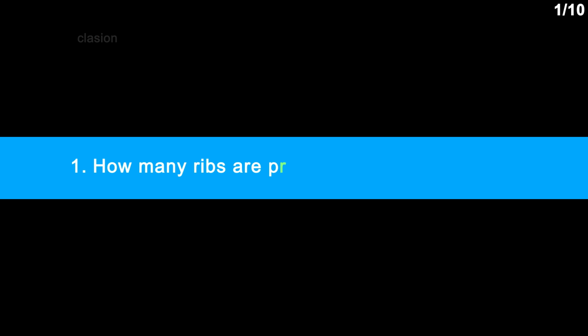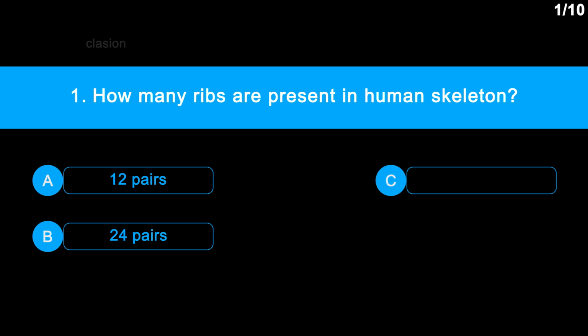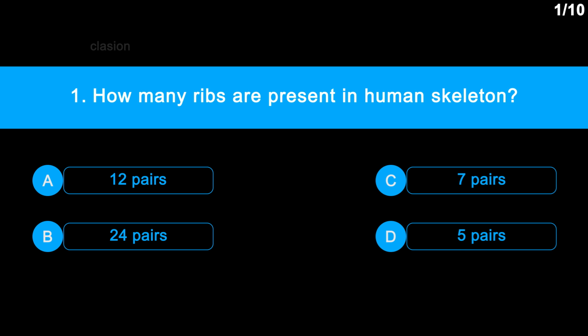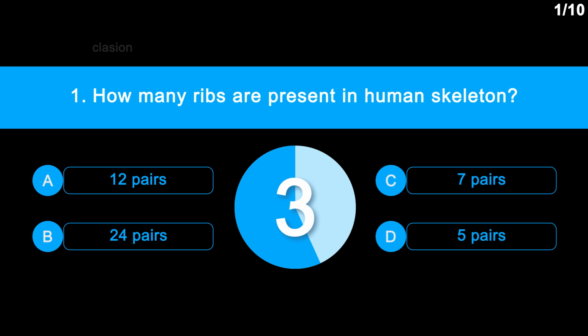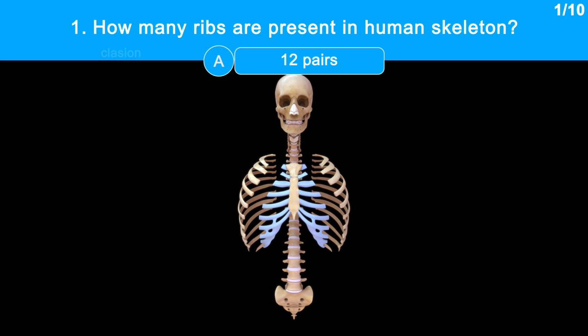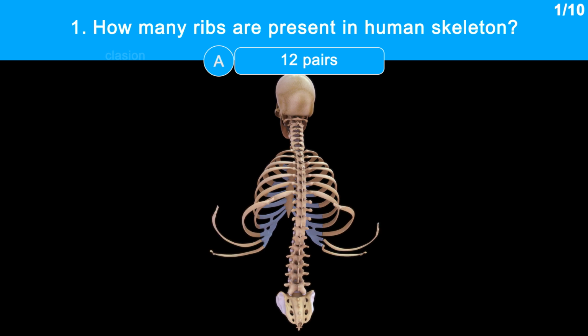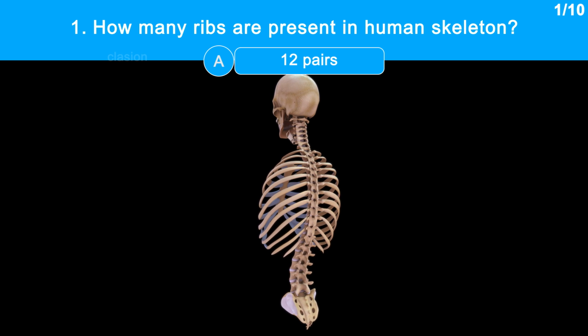Question 1. How many ribs are present in human skeleton? Option A, 12 pairs. Option B, 24 pairs. Option C, 7 pairs. Option D, 5 pairs. The correct answer is option A, 12 pairs. Ribs are part of axial system. Have a look. These are 12 pairs and forms the bony framework of the thoracic cavity.